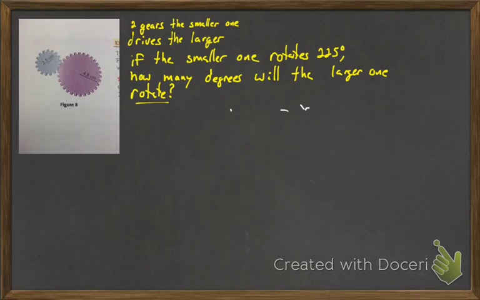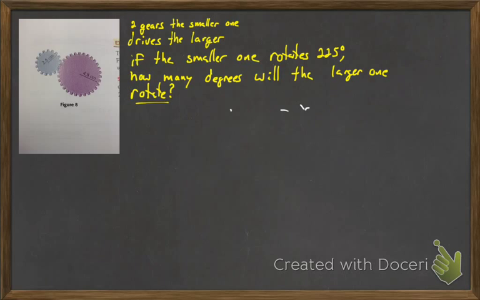Okay, here's the setup for the problem. It says we have two gears. The smaller one drives the larger one. So if the smaller one rotates 225 degrees, how many degrees will the larger one rotate?